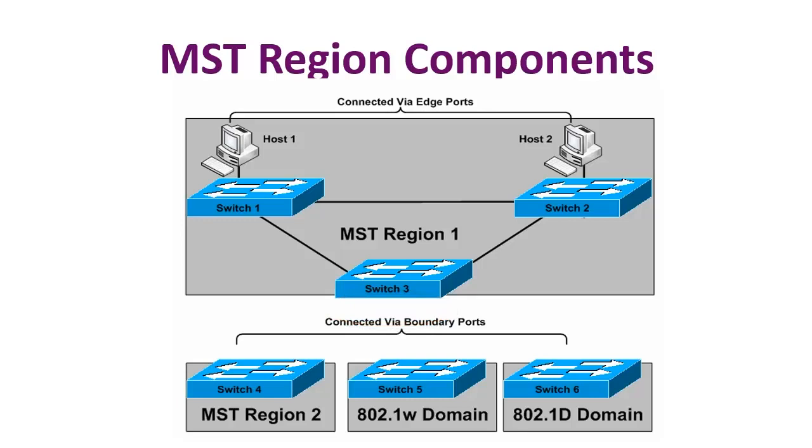And the MST region then communicates with other domains or regions using boundary ports. So switch 3 and switch 4 are communicating via boundary ports. Even though they're both running MST, they are running two separate regions and therefore will not share that VLAN information. And then there's 802.1w and 802.1D domains as well.